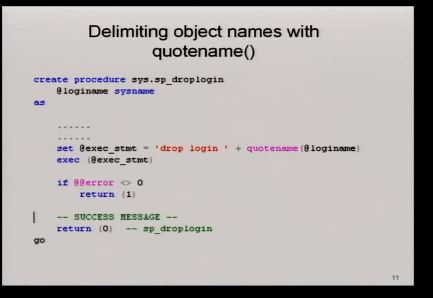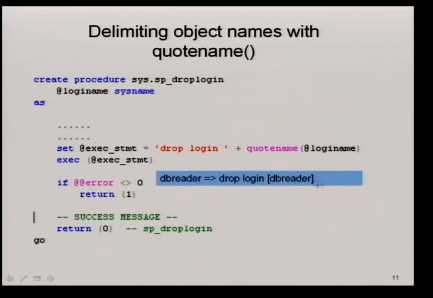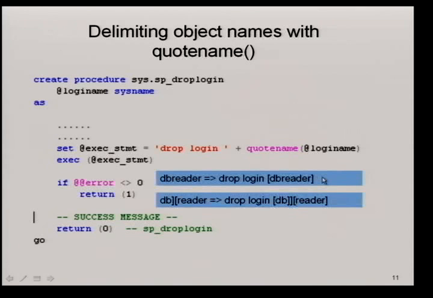So if you look at the body of this sp_droplogin stored procedure, you will see the way the dynamic SQL statement is being formed here. DROP LOGIN plus QUOTENAME(@loginname). Because it's mainly designed for SQL object names, the default delimiter character for QUOTENAME is square brackets. So if you pass dbreader, this is the statement that gets formed: DROP LOGIN [dbreader]. If you pass any square brackets inside it, QUOTENAME is going to double the occurrences of right square brackets, but it doesn't do anything with the left square bracket.